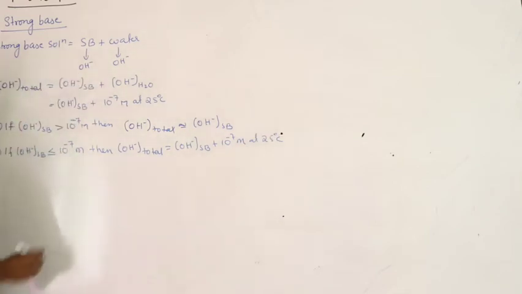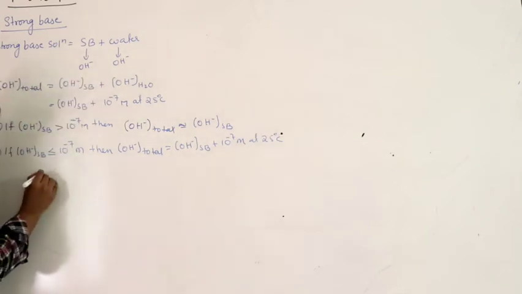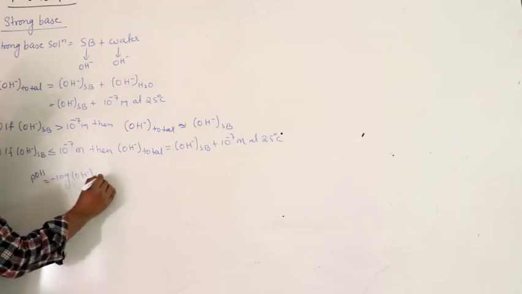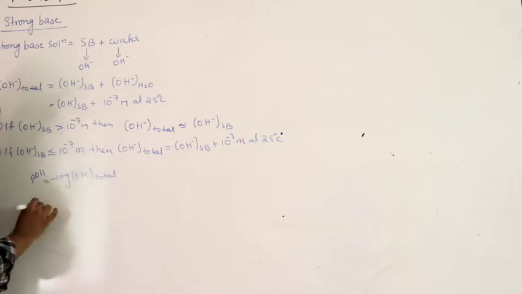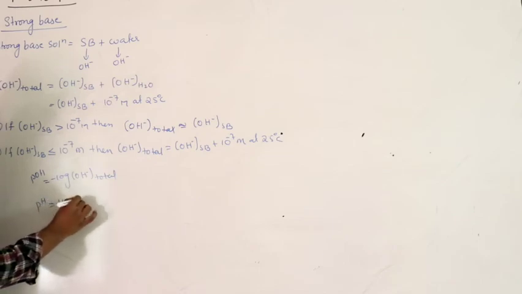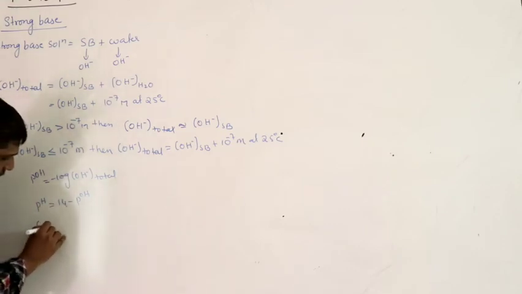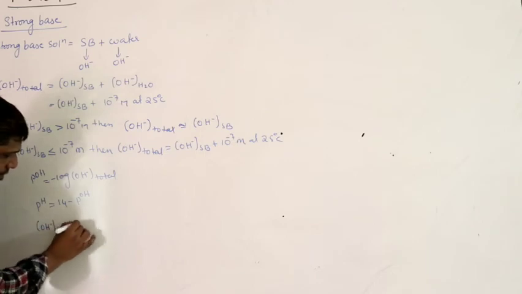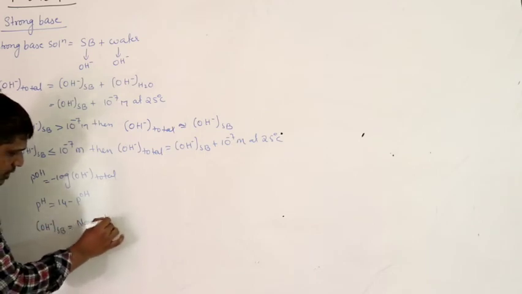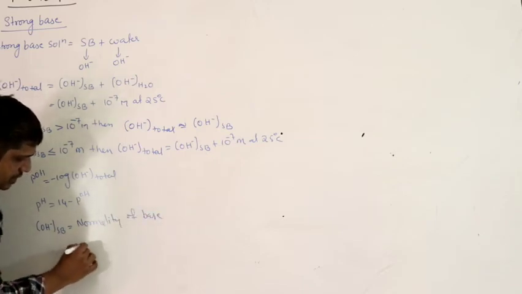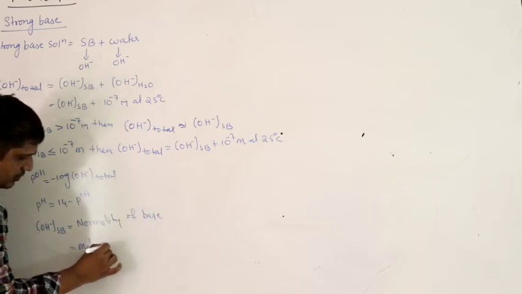So, once you get total OH minus ion concentration, find pOH. pOH equal to minus log OH minus total. If you want pH, it is 14 minus pOH. Right? Once you get pOH, find pH, 14 minus pOH. Now, remember, OH minus ion concentration from strong base must be equal to normality of base. If molarity is given, convert into normality, molarity of base.